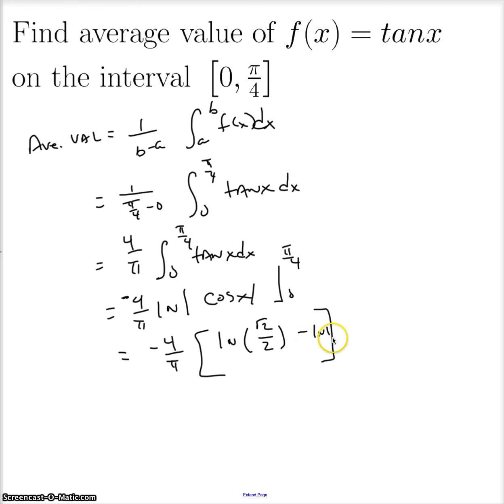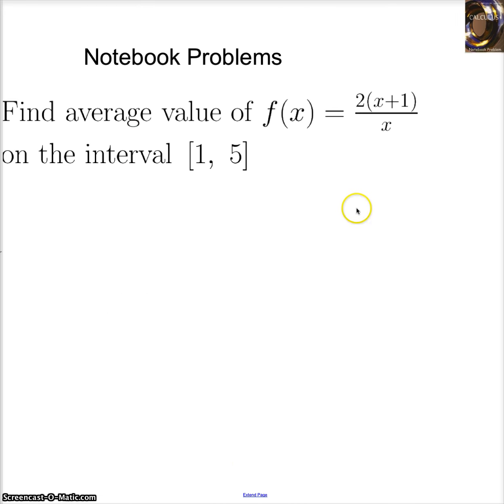Whoops, log of 1. Now that's 0. So this becomes a very ugly number. Natural log of the square root of 2 over 2. Do not bother to simplify this into 1/2 log of 2 minus log of 2 and all of that. If you put this in your calculator, you can get an answer of about 0.441. All right, give it a go. When you're done, turn off the tape, finish your homework.